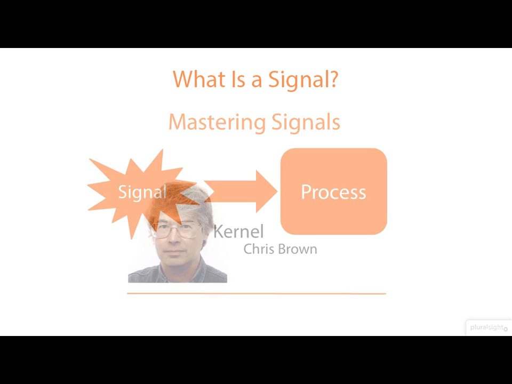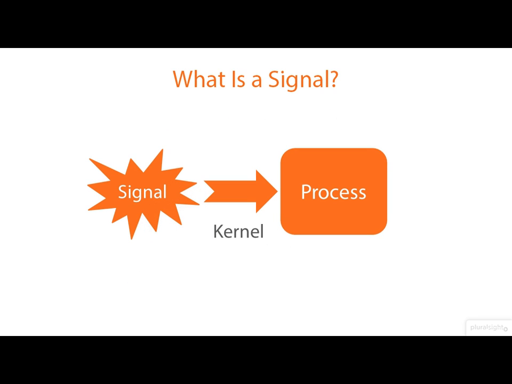Let me begin by answering the obvious question, what is a signal? Well, a signal represents some sort of an event that's delivered to a process by the kernel. The signal serves as notification that something has happened, usually something external to the process, that the process may want to respond to. A process chooses what it wants to do when a signal arrives by providing a function called a signal handler and then installing the handler.